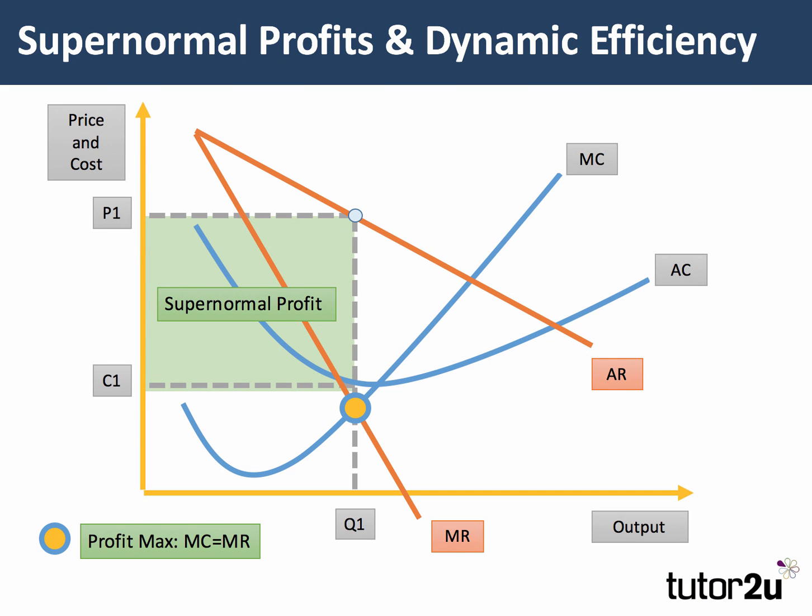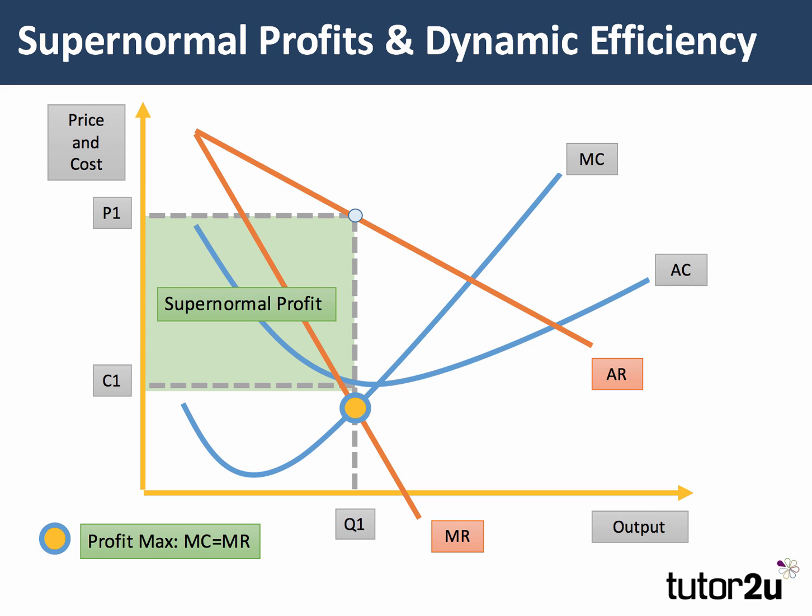Now, the key, I think, to understanding dynamic efficiency is the use of profit. So supernormal profit, shown here in the diagram, is when the price is above the average cost of production. The firm is making a rate of return higher than the minimum it needs to stay in a particular industry or market.